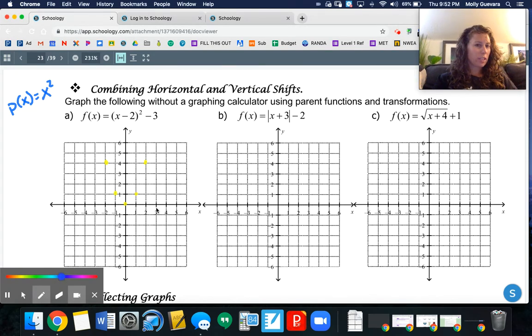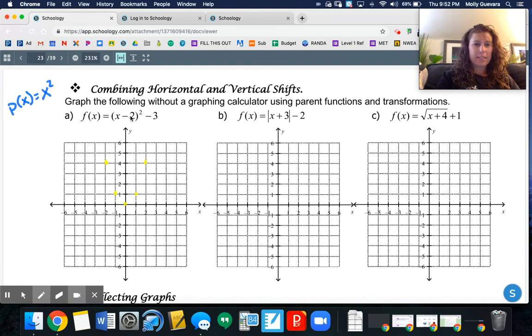Okay, so what we're going to do now is look at my equation. So this tells me that I go to the right 2, right? Because it's x minus 2, so it's to the right 2. And then the minus 3 tells me that I go down 3. So every single one of these points, here's 0, 0, I'm going to go right 2, down 3. And then draw my point.